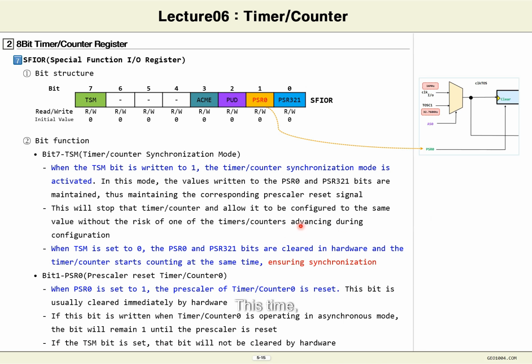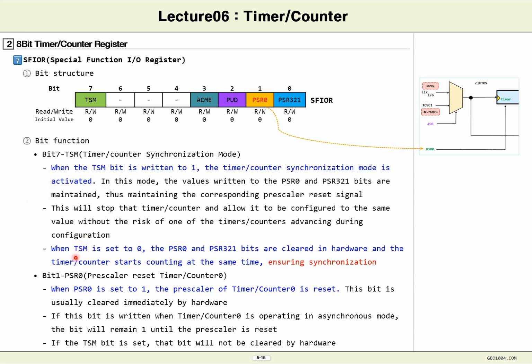This time, we will finally look at the special function I/O register. For the special function I/O register, you only need to understand the TSM bit, bit 7, and the first bit, PSR 0 bit. Bit 7 is the keyword for timer counter synchronization mode. When you write 1 to the TSM bit, the timer counter is activated in synchronization mode.